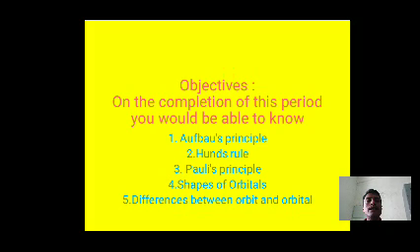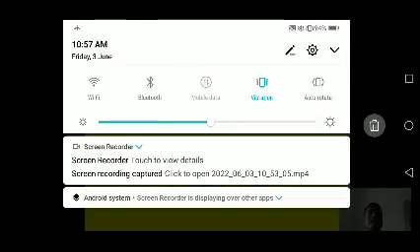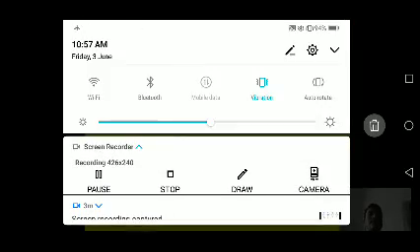And what is an orbital? What are the shapes of orbitals? Finally, we discuss the difference between orbit and orbital.